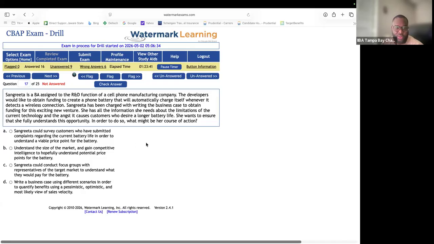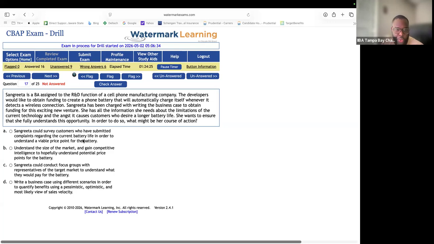Sagrita is a BA assigned to the R&D function of a cell phone manufacturer. The developers would like to obtain funding to create a phone battery that will automatically charge itself whenever it detects a wireless connection. Sagrita has been charged with writing the business case to obtain funding for this exciting new venture. She has all the information she needs about the limitations of the current technology and the gaps it costs customers who desire a longer battery life. She wants to ensure that she fully understands this opportunity. In order to do so, what might be her course of action?